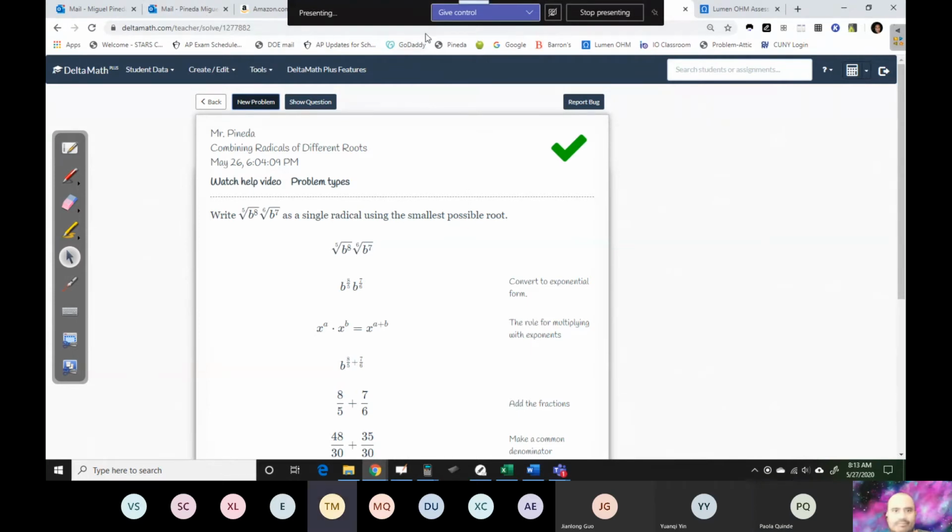All right. I hate this thing when it comes out because it doesn't want to get out of there.